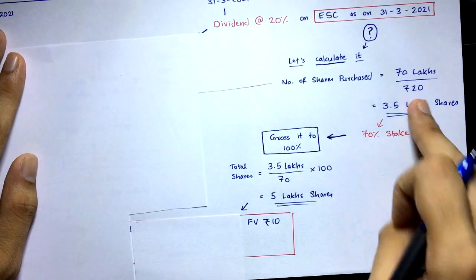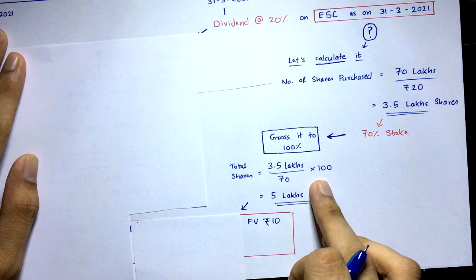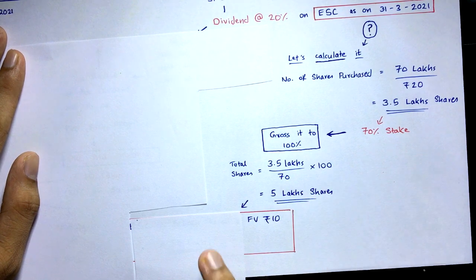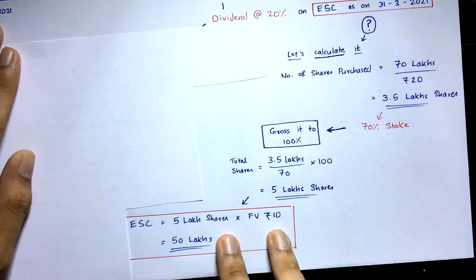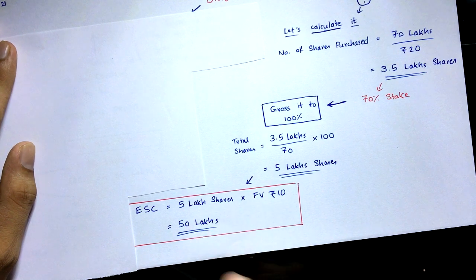See the whole calculation over here, it's very simple. This is at 70% stake, gross it up to 100%: 3.5 lakh divided by 70, multiplied by 100, gives 5 lakh shares. Then to calculate the equity share capital, 5 lakh shares into face value rupees 10 is 50 lakhs. Is that okay? Easy? Yes.